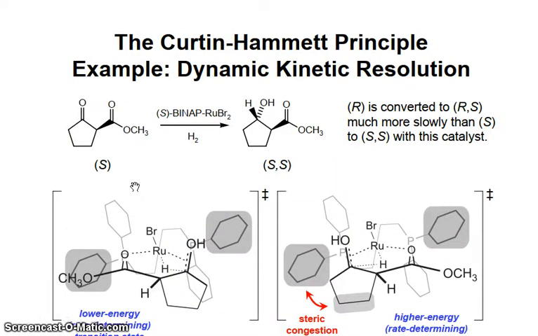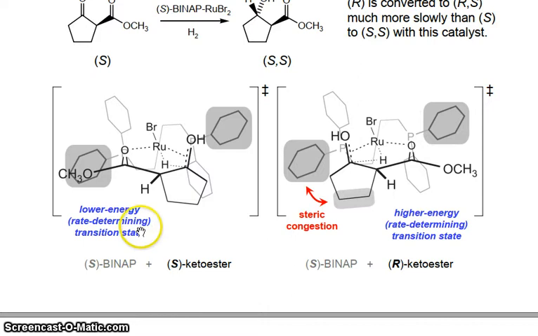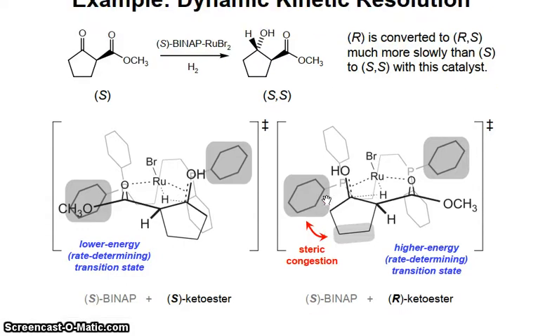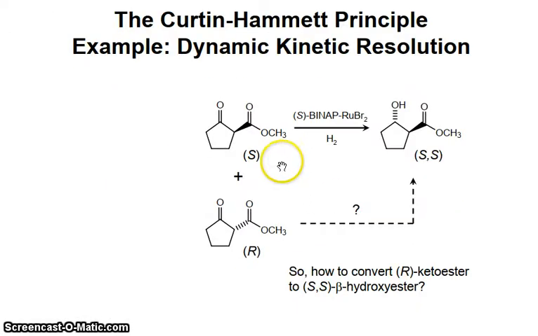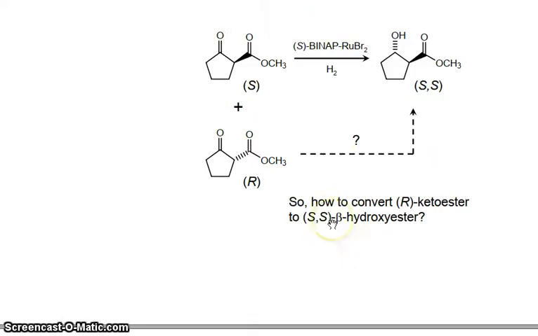Now you can see R is converted to RS much more slowly than H2 to SS with this catalyst, BINAP RuBr2. Why? Lower energy rate determining transition state, S-BINAP, S keto esters. You can see here steric congestion, higher energy rate determining transition state. Now friends, this S and this R, how is it converted to SS? So how to convert R keto ester to SS beta hydroxy ester.